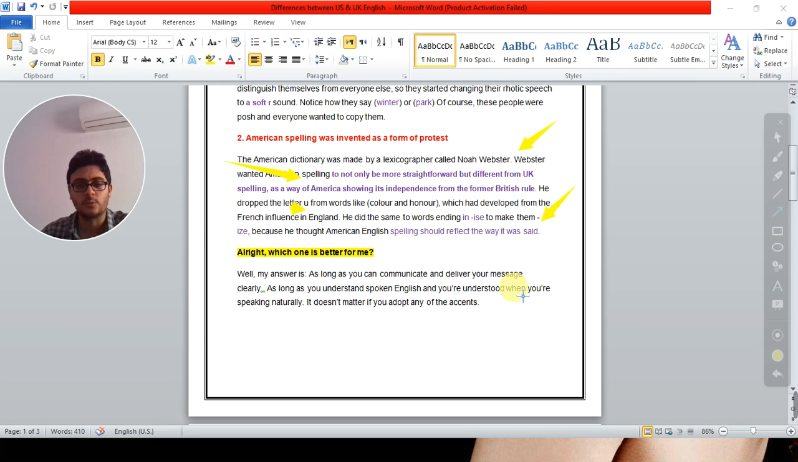Alright, now that we know there are some differences between British English and American English, and that the American accent is different from the British one, there is another question: which one is better for me as a learner? Which one can I adopt, the American or the British one?